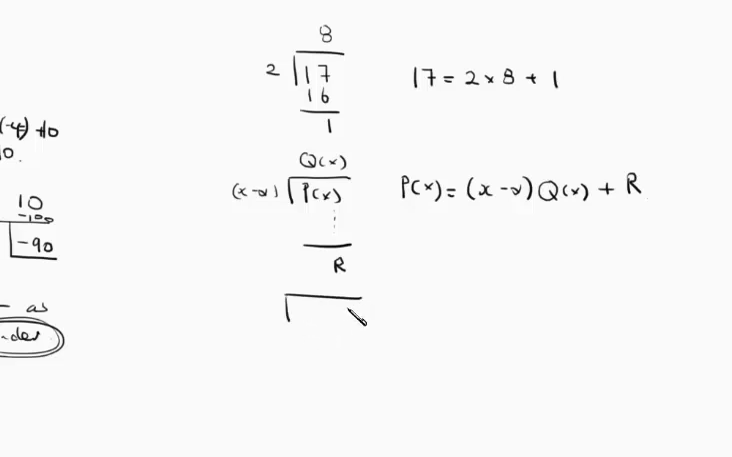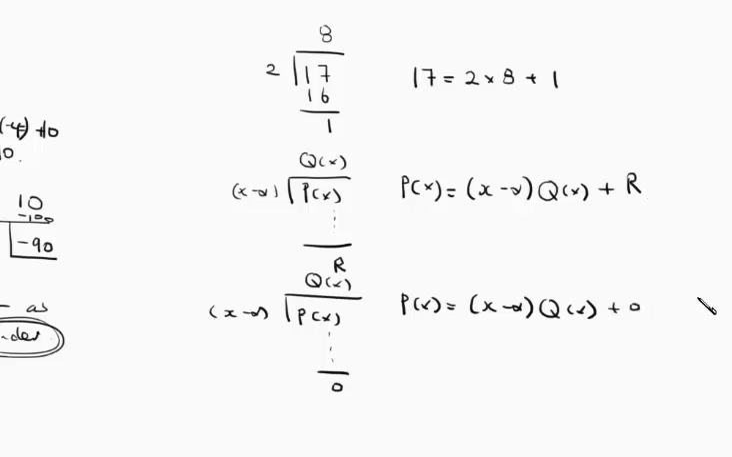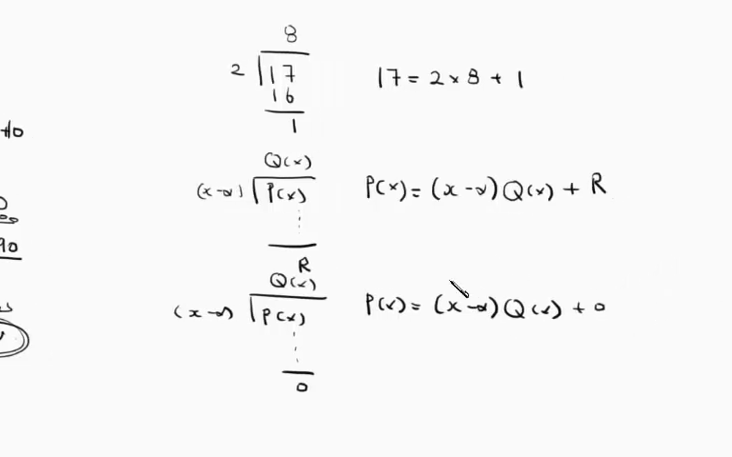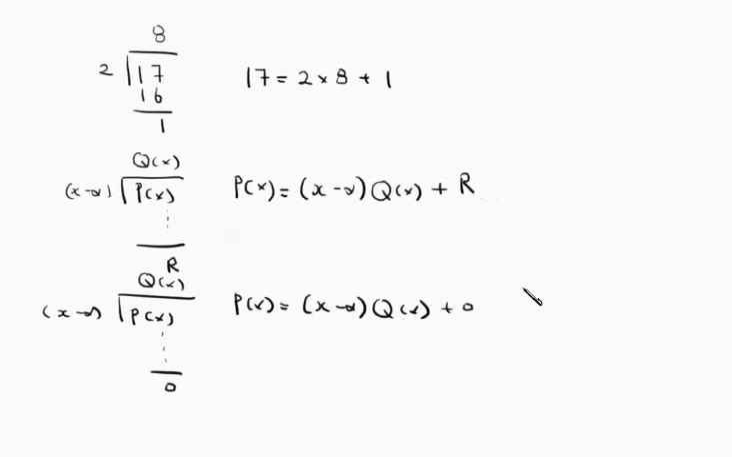If you have the polynomial and x minus alpha is a factor, then you have some quotient, and there will be no remainder. In that case, the polynomial can be written as x minus alpha times the quotient, plus 0. Nothing there. So how does the factor theorem work?